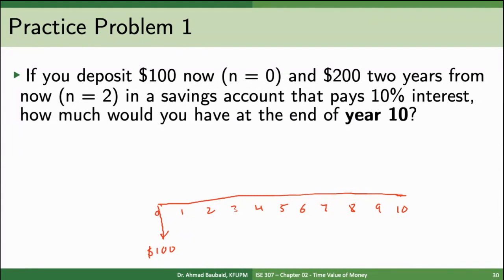Remember here, we have $100 now, which we just plotted, and you're investing $200 2 years from now, so at time n equals 2. I'll just plot that at the moment. I'm not computing anything, I'm just plotting, right? So I'm going to make this arrow a little bit longer, and I'm going to put $200 here. Yep, and the arrow goes down again because it's a deposit. And I can just indicate the interest rate on this plot just for completeness. What do I need to find?